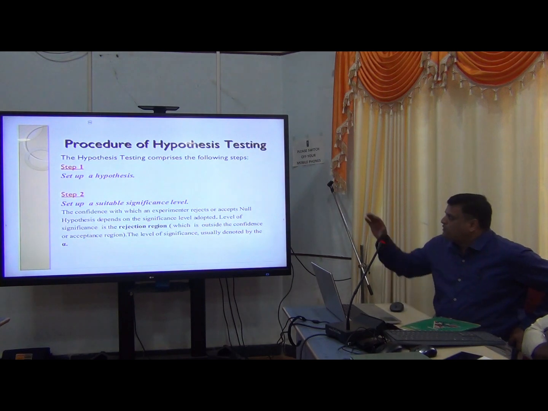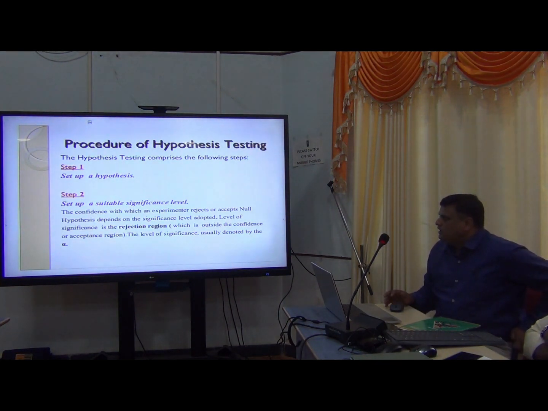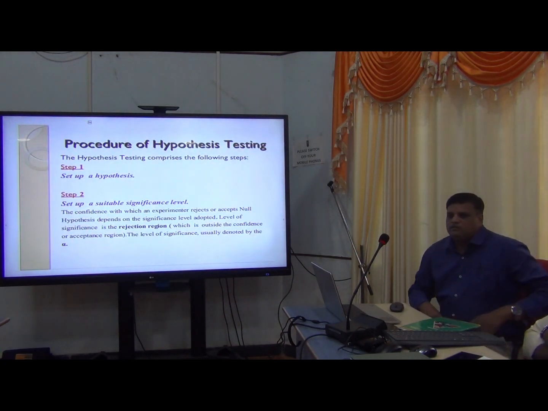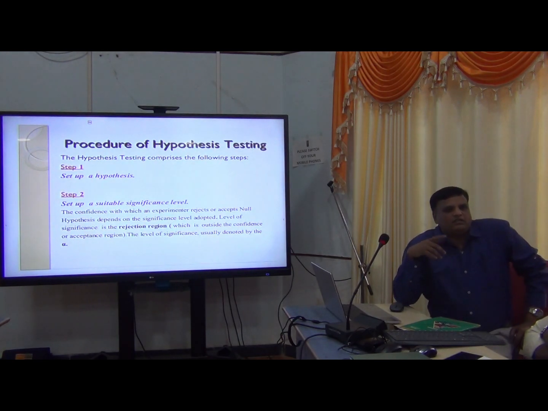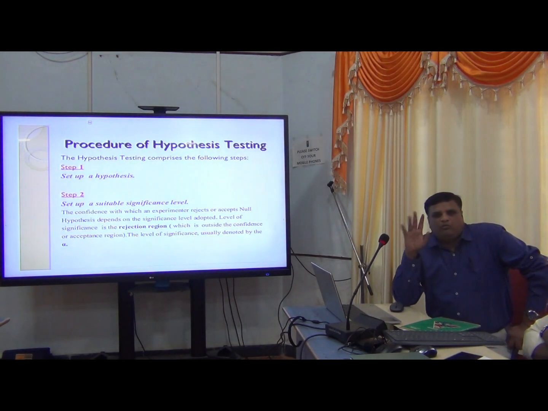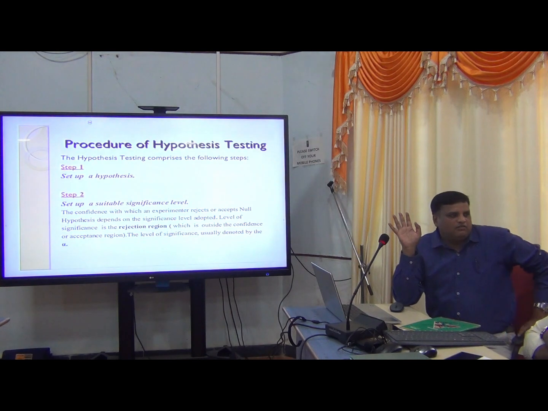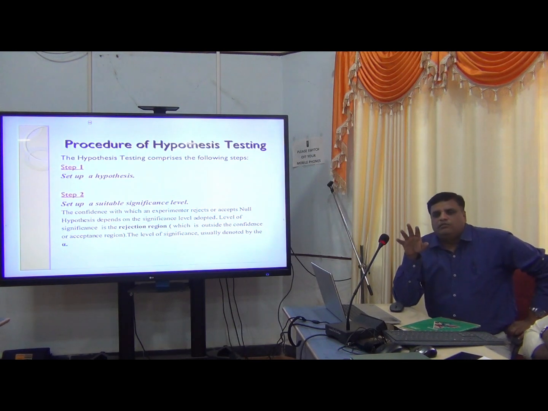Then what are the steps of hypothesis testing? First, you have to set up a hypothesis. Second, you have to set up a suitable level of significance. In statistical terms, we call it alpha. There are three levels of alpha in general, that is 1%, 5% and 10% level of significance. You have done some statistics, all of you will understand.